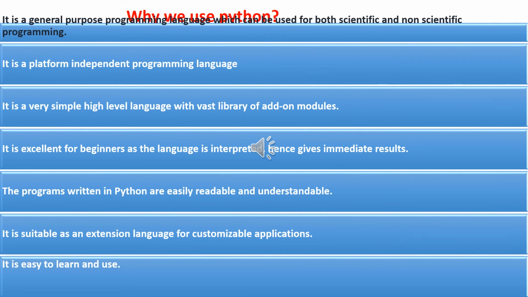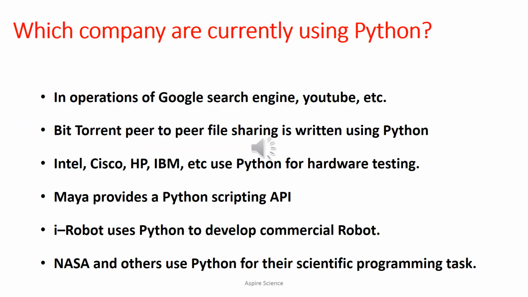Now let's discuss which companies are currently using Python. The topmost companies of the world on the list are using Python, like Google and YouTube. Next, the torrent, which you have heard about, is also using Python for file sharing. Intel, Cisco, HP, IBM, they all are using Python for hardware testing.